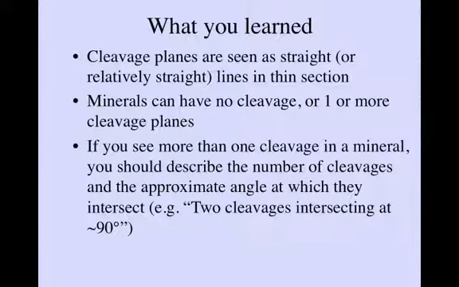So for example, for the pyroxene, you would say something like, there are two cleavages intersecting at about 90 degrees. It's not sufficient to just say two cleavages because that doesn't give me enough information to identify that mineral as potentially a pyroxene.